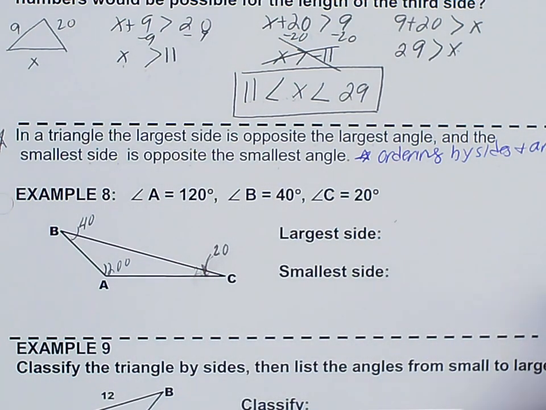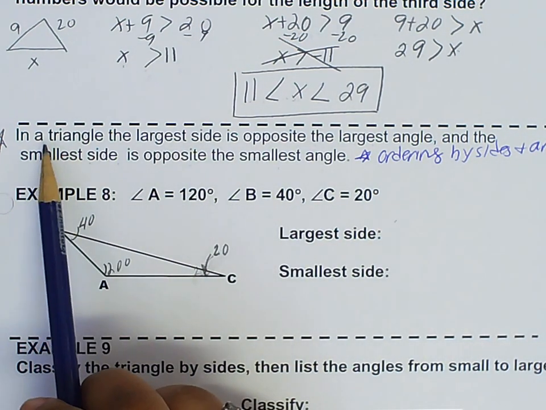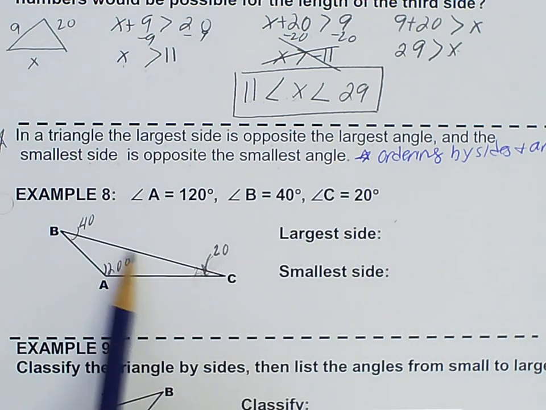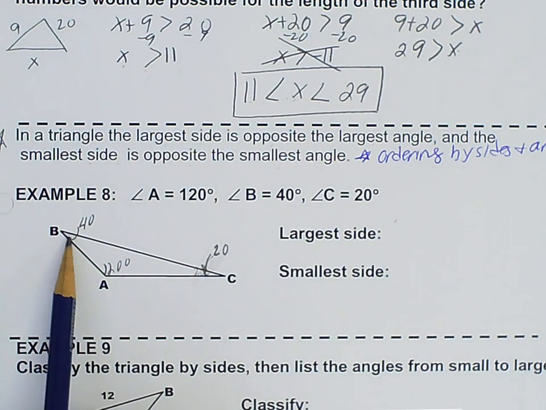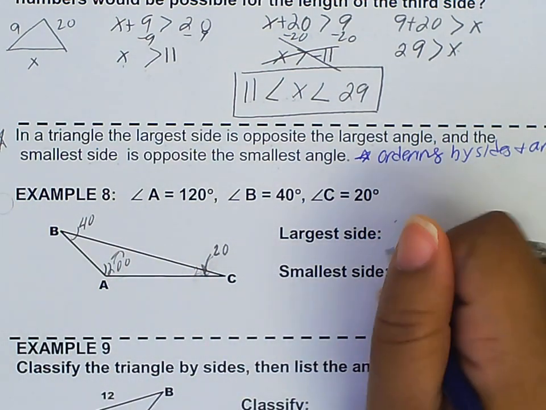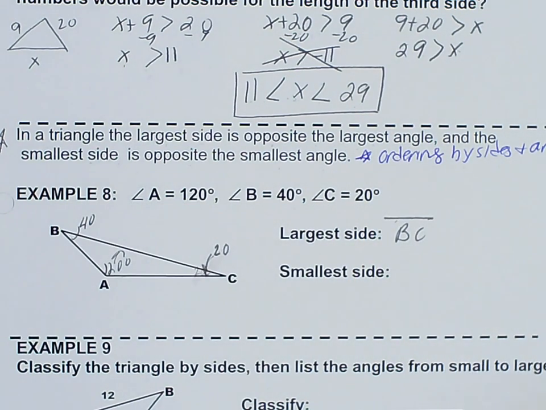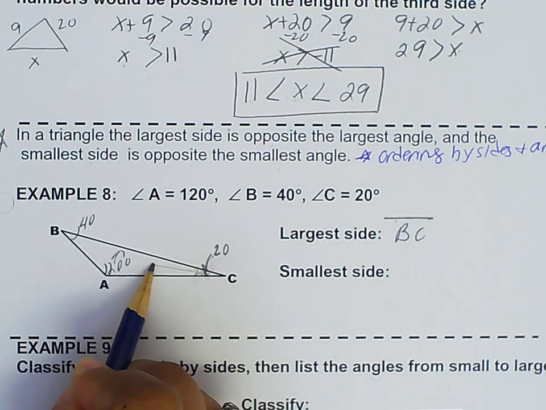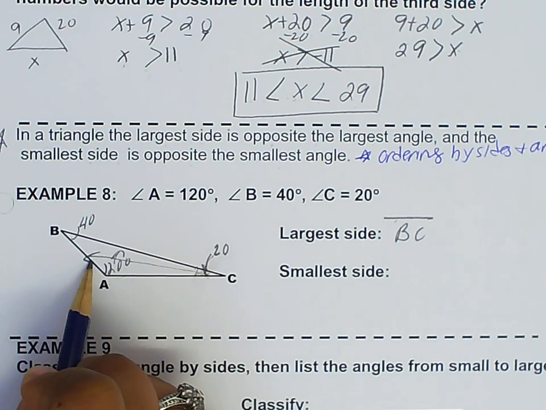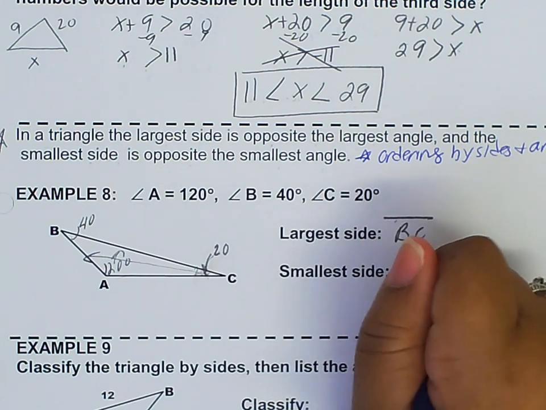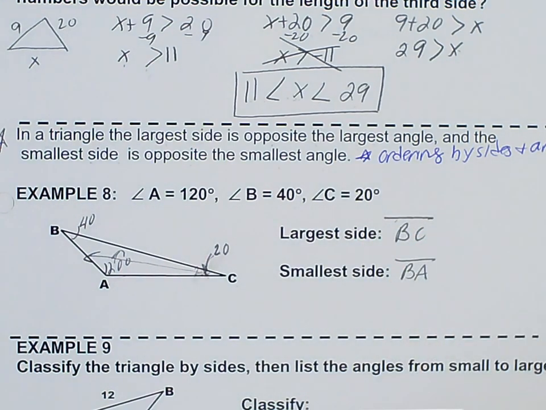Okay, so if we read this again, it says, in a triangle, the largest side is opposite the largest angle. If this is my largest angle, that means the side opposite it is BC. So line segment BC. If this is my smallest angle all the way across, see, I'm drawing a little line, this is the opposite. So the smallest side then would have to be line segment BA. Okay, let's try another one.